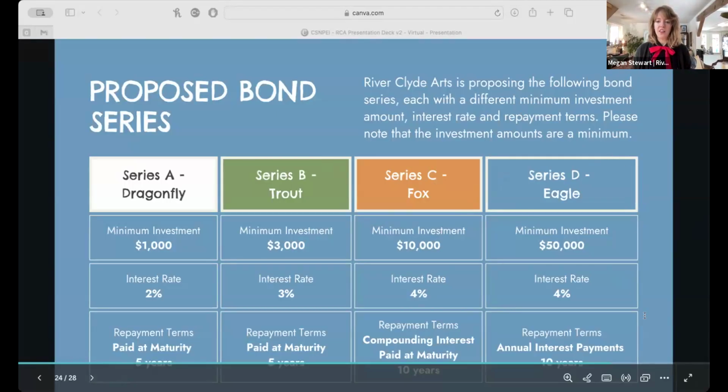And with any of these bonds, there is the option for the bondholder to donate the interest that they receive back to the organization, or they can take the entire investment and invest back once it reaches maturity.